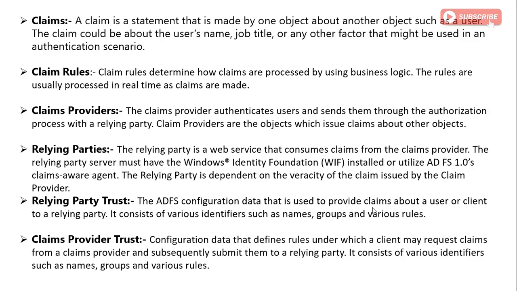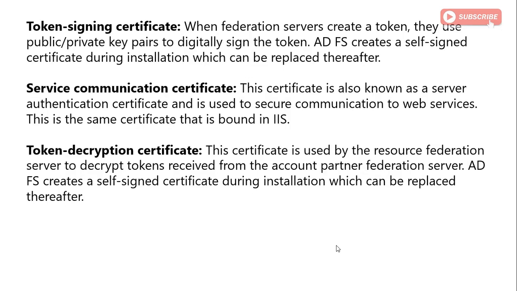It consists of various identifiers such as name, group, and various rules. And claims provider trust is configuration data that defines rules under which a client may request claims from a claim provider and subsequently submit them to a relying party. It consists of various identifiers such as name, group, and various rules. So this is the very basic information I'm sharing with you.